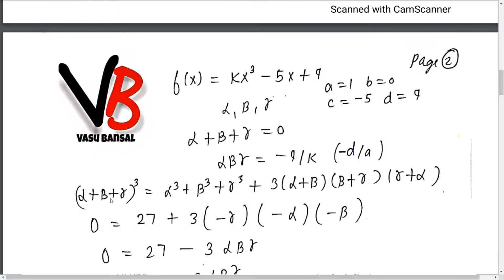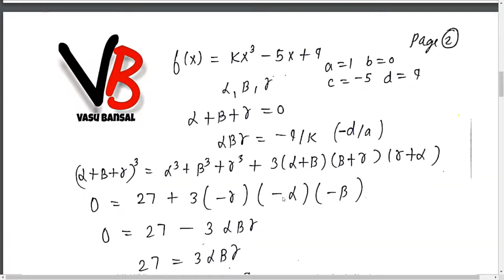So alpha cube plus beta cube plus gamma cube will be equal to alpha cube plus beta cube plus gamma cube plus 3 times (alpha plus beta) into (beta plus gamma) into (gamma plus alpha). So this expression value is 27, we are given in the question, and this value is 0 from here, and alpha plus beta can be written as minus gamma. Beta plus gamma can be written as minus alpha. And gamma plus alpha can be written as minus beta. So I have substituted here.